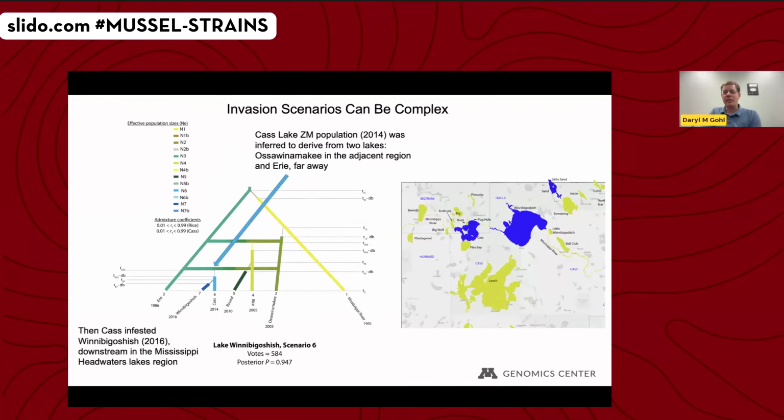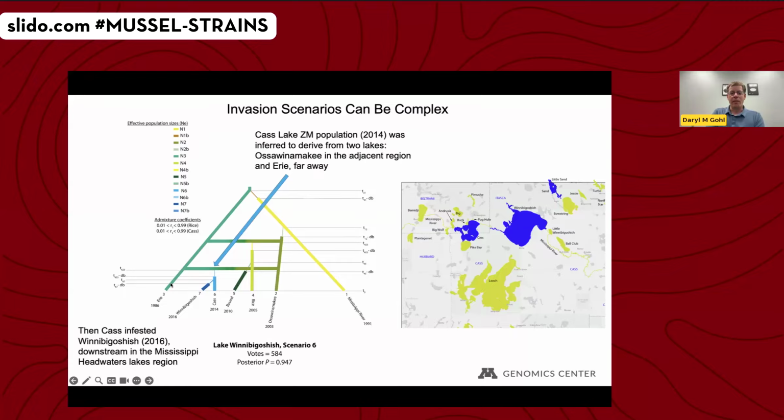These scenarios can be more complex. So this is just showing one for Cass Lake. Cass was actually infested in what's called an admixture event. So essentially mussels from two different lakes likely infested Cass, and then those populations mated and intermixed. And the two lakes that were identified for Cass were Ossawinamakee and also Lake Erie.